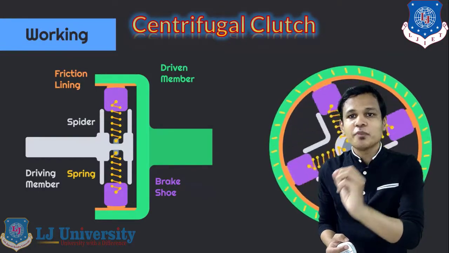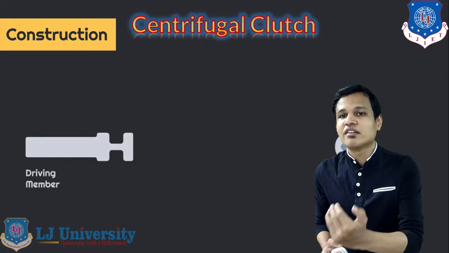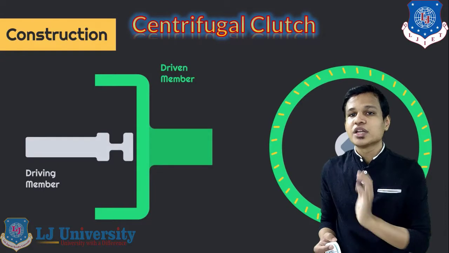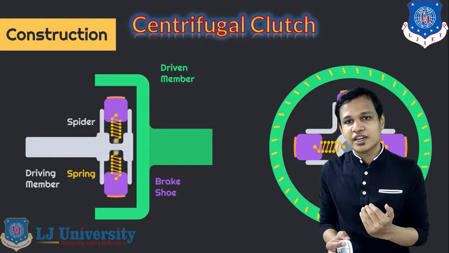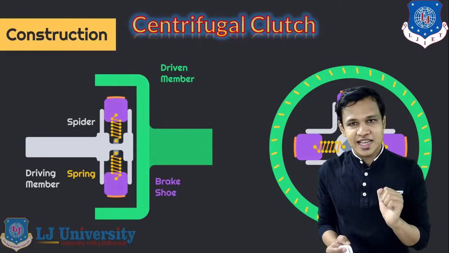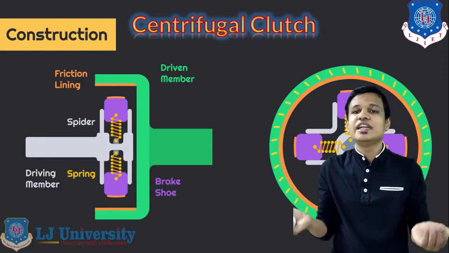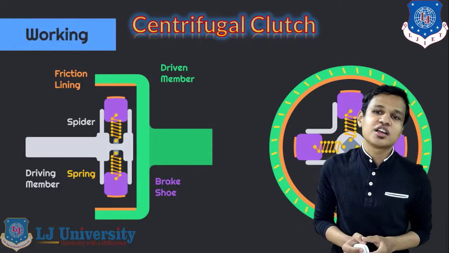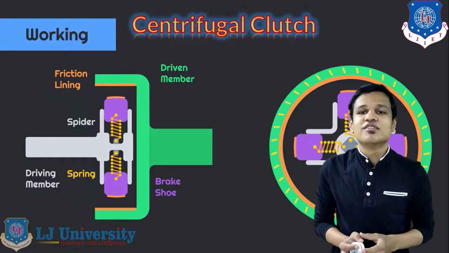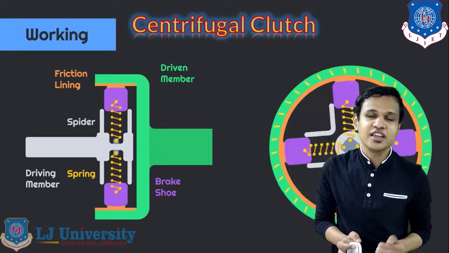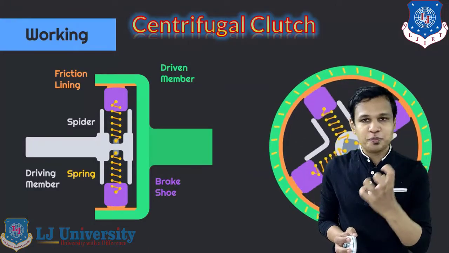The centrifugal force will not operate until the engine reaches a certain RPM. In the case of Activas and Jupiters, it is generally around 500 to 600 RPM, which is more than the idle RPM, which means when the engine is running at idle, it will be running below 500 RPM. When we apply the accelerator, the RPM of the engine increases, and at the same time the centrifugal clutch also gets engaged. So we do not need to operate it manually. The centrifugal clutch works automatically, and this provides us an automatic transmission, which is an almost clutchless transmission, we can say. But the clutch is also present, that is the centrifugal clutch, which operates automatically based on the speed of the engine.